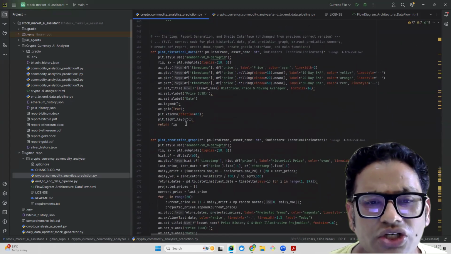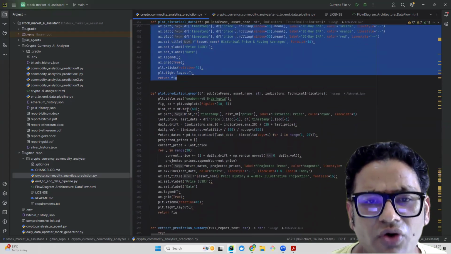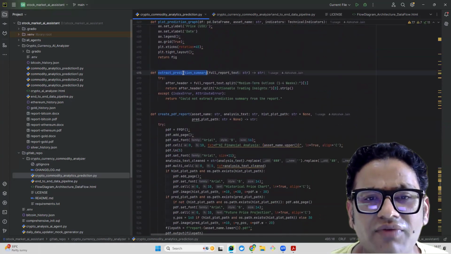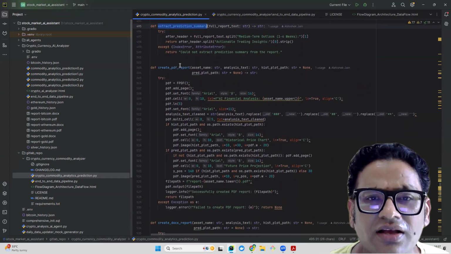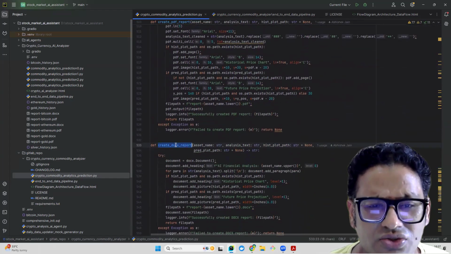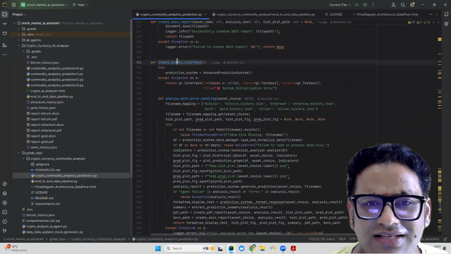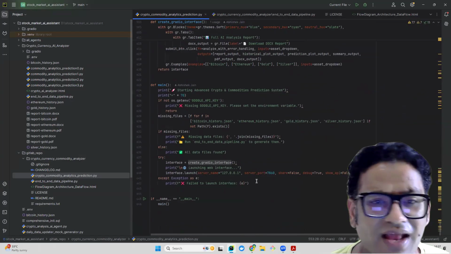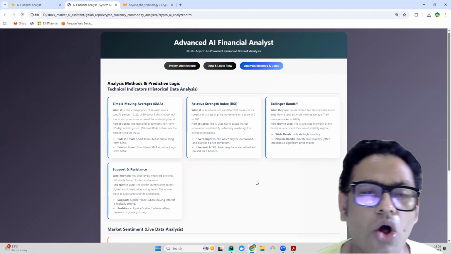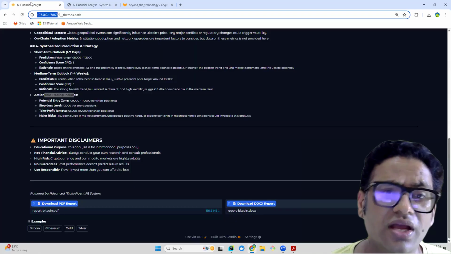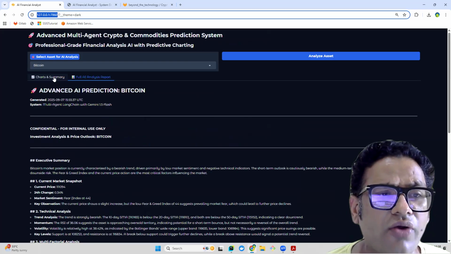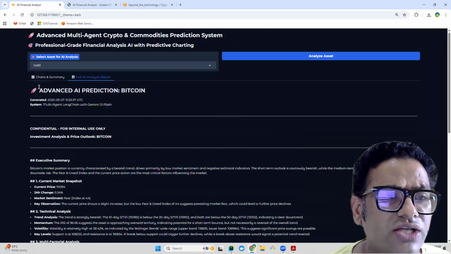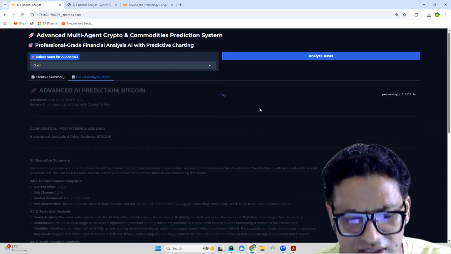And then we have this logic to plot the charts, which we are doing for the historical and the prediction graph. Then we have extract prediction summary, create a PDF report. These are just to generate the report and chart. And this is where the Gradio code is, where we are generating the UI which we are seeing, right? And then main is actually just stitching together all the code which we have written over here, right? So this is how it works. Now let's quickly run it for gold as well, and then we can try to understand a little bit more.